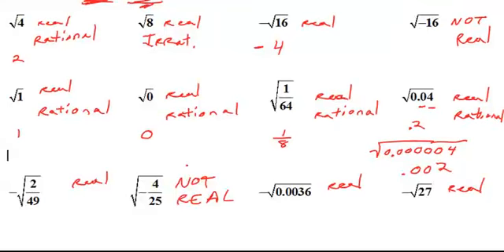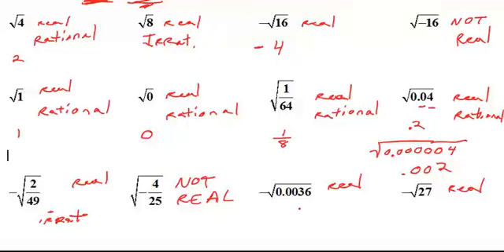Okay, the next one, we have 2 over 49. Well, is 2 a perfect square? No. So this is irrational. We said this wasn't real, so it's neither rational nor irrational. Okay, the negative out front doesn't matter.